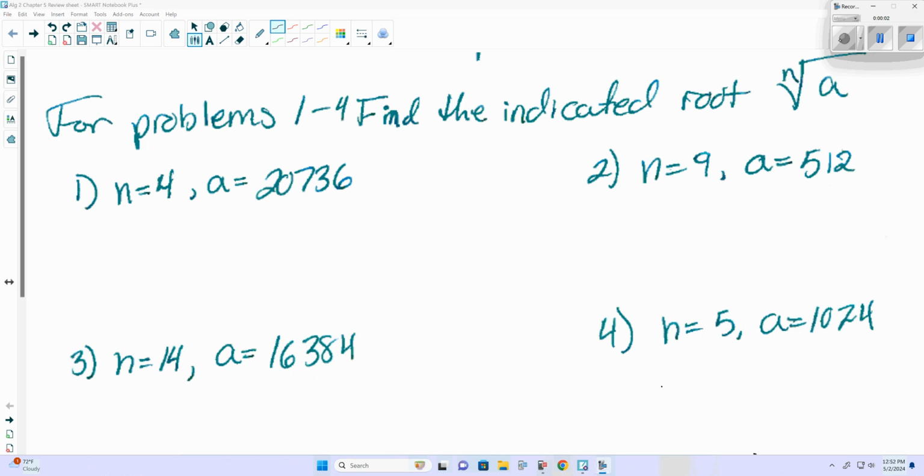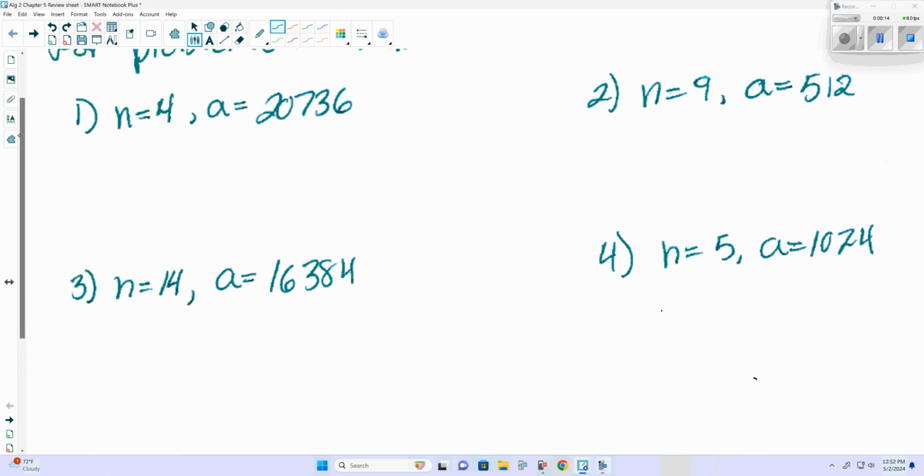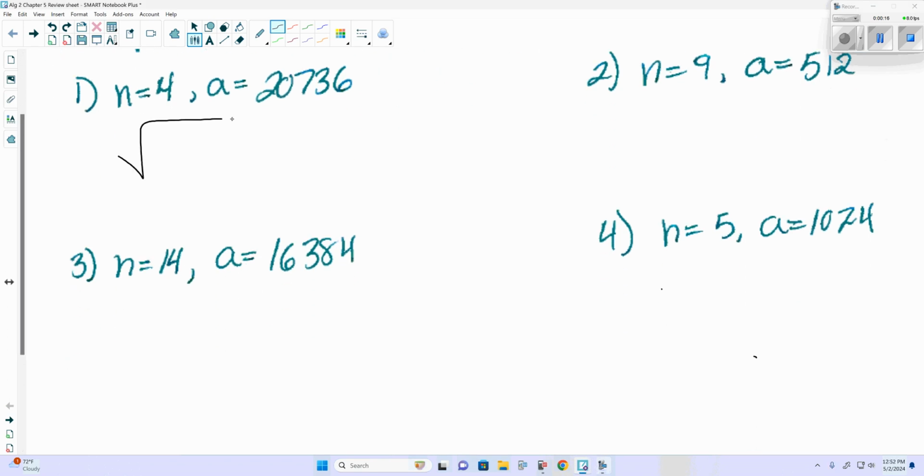All right, guys, we're going over the review sheet today. Problems 1 through 4. We want to find the indicated root, the nth root of A. So for number 1, they tell us our root that we're taking is 4, and the number inside is 20,736.